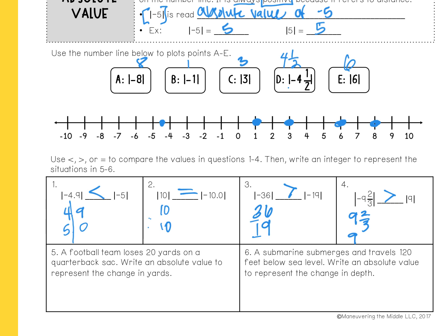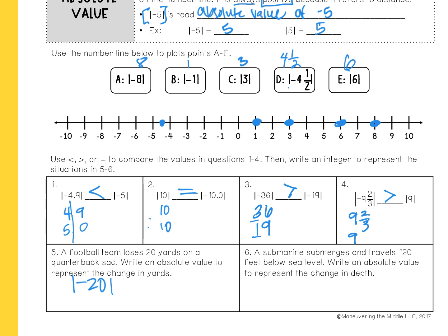Number 5 says a football team loses 20 yards on a quarterback sack. Write an absolute value to represent the change in yards. So we lost 20 yards. So he would be going back 20 yards, which would make it negative. So we want to know the absolute value of negative 20.